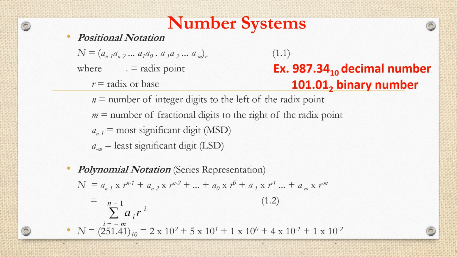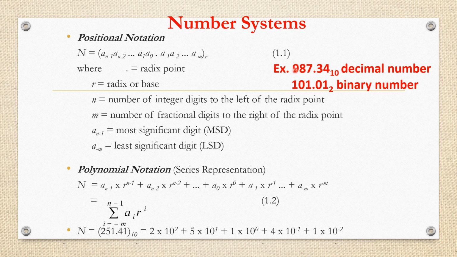As a review, let's see how a number is represented. A number is represented in positional notation, n equals a n minus 1, a n minus 2, dot dot, a1, a0, then point, a minus 1, a minus 2, dot dot, a minus m. Just like this example, this is a decimal number 987.34 with a subscript 10, and 900 because 9 is in the third position.